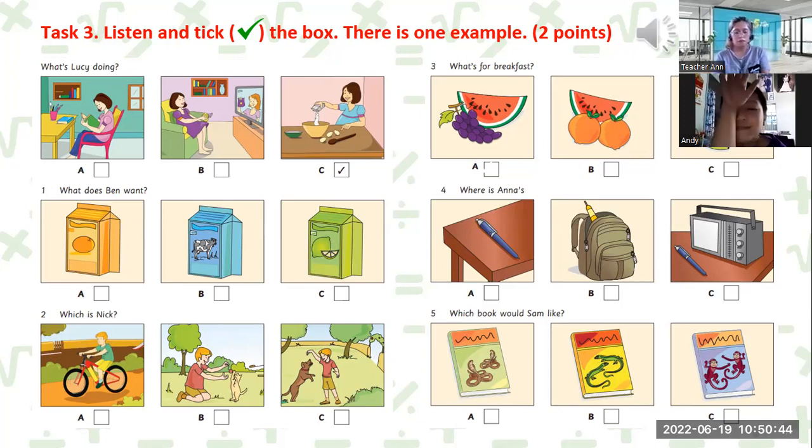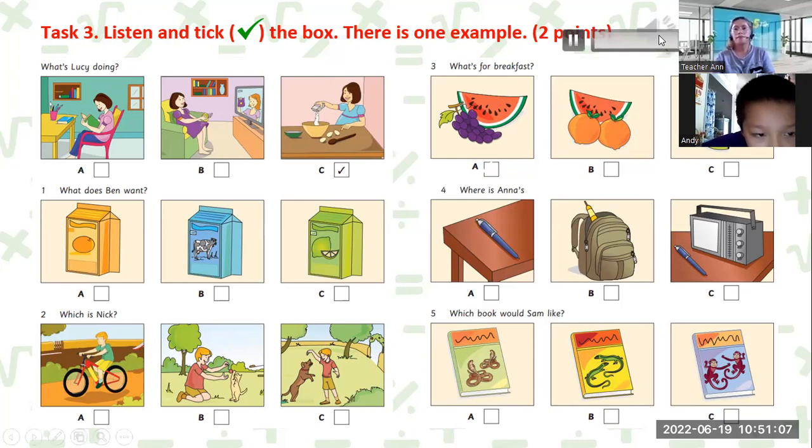Now listen to part three again. One. What does Ben want? Do you want some orange juice, Ben? No, thanks. Some lemonade, then? No. Can I have some milk, please?